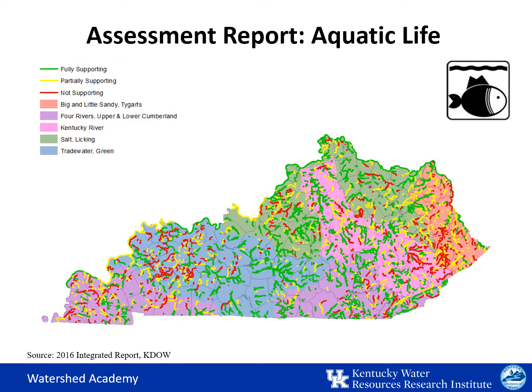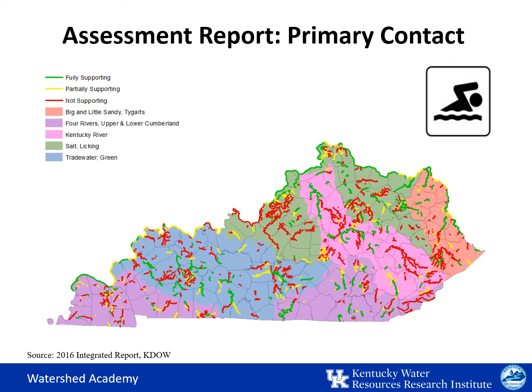This is a typical map used to display Kentucky's water quality assessments. This map, in particular, shows which water bodies fully support, that's the green color, partially support, in yellow, or do not support, that's red, aquatic life use, based on associated water quality criteria. The different background colors designate the different basins throughout the state. Here's the same type of map, but in this case for primary contact recreation.